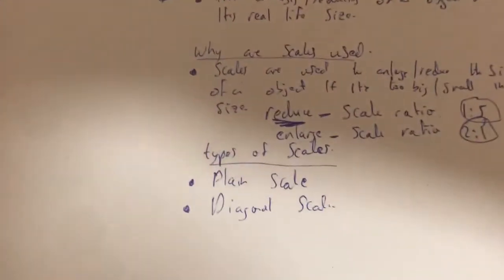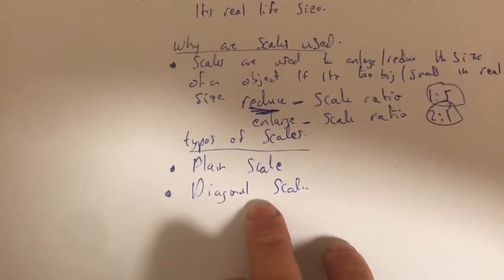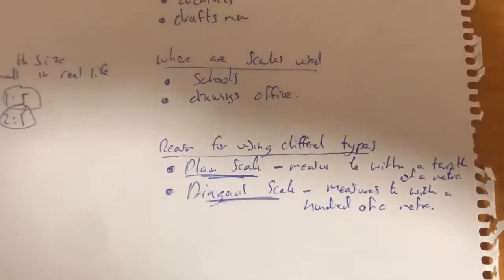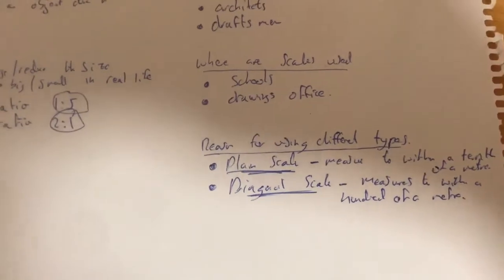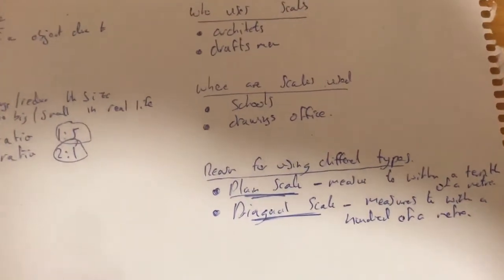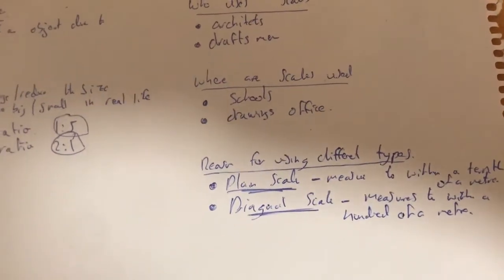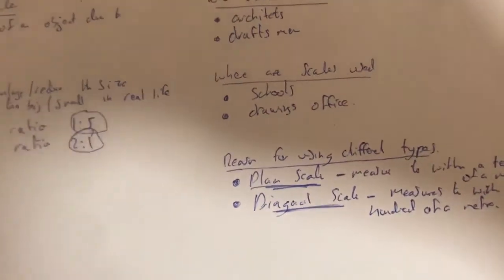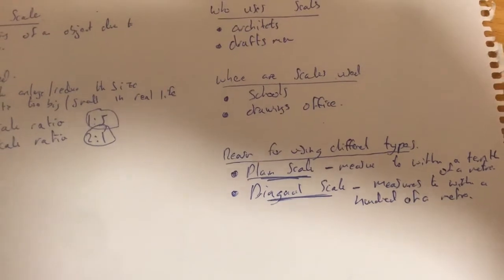Now, there's two different types of scales. There's a plane scale and there's a diagonal scale. Now, a plane scale measures to within 1/10 of a meter. So we'll say if we were to make a measurement of 2.6, 3.9, 4.8, a plane scale would do this for us. Whereas a diagonal scale measures to within 1/100 of a meter. Let's say if we wanted to measure a measurement of 2.91, 3.49, 5.82, a diagonal scale will be used for this.